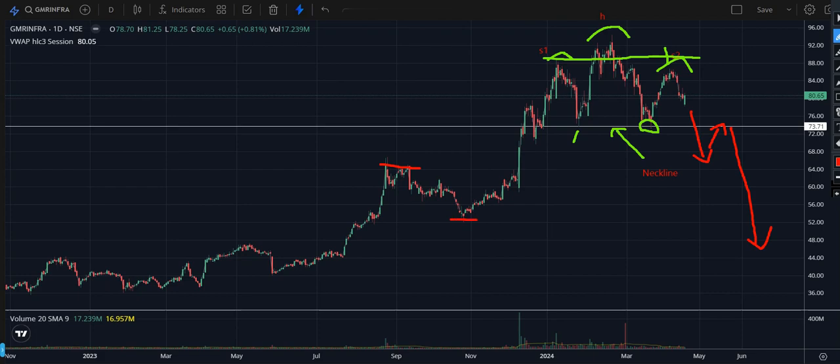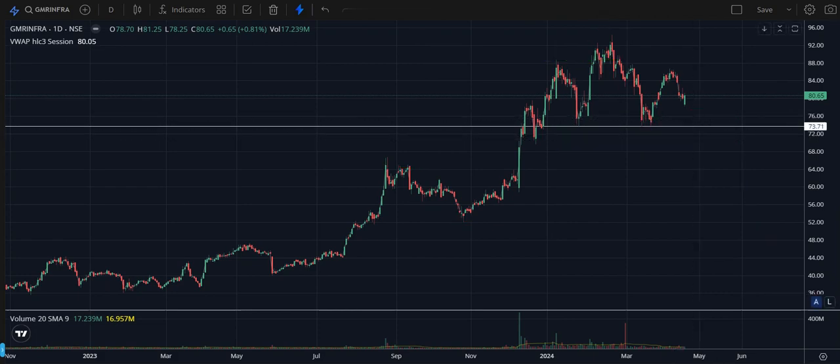But as of now, things are getting formed. There is no breakdown yet. The breakdown will form somewhere after breaching this candle, after breaching this neckline. Once we breach that, we have to check whether this low is sustaining or not. If this low gets sustained and if we get a bounce back, then this can be termed as the bear trap.